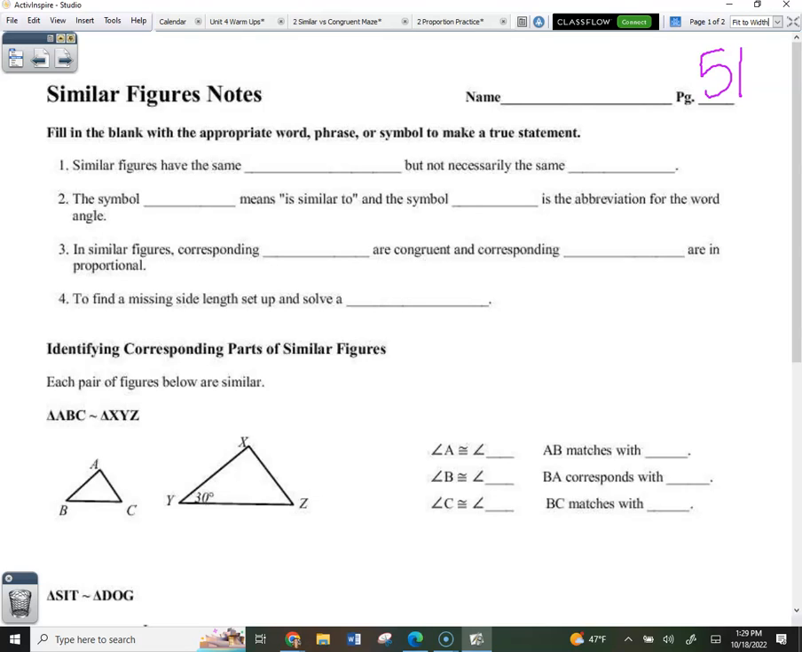Dilations produce similar figures. Fill in the blank with the appropriate word, phrase, or symbol to make it true. Similar figures have the same blank, but not necessarily the same. They have the same shape, but not necessarily the same size.